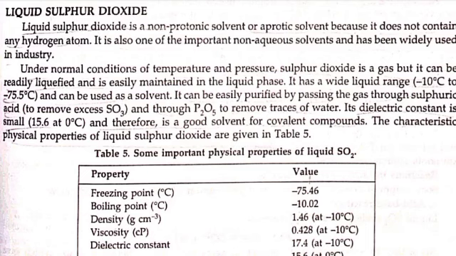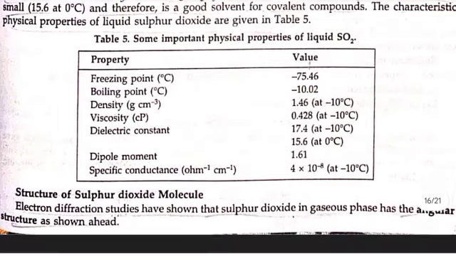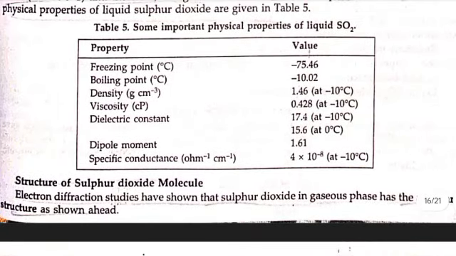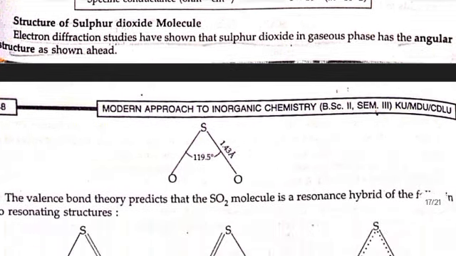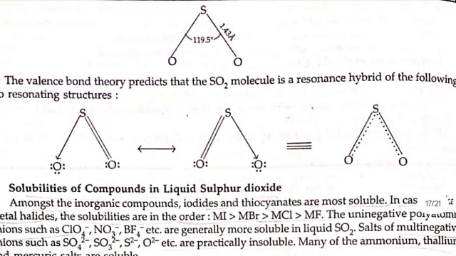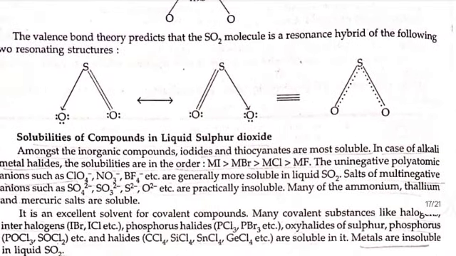It can be easily purified by passing the gas through sulfuric acid and through P2O5 to remove traces of water. Its dielectric constant is small and therefore it is a good solvent for covalent compounds. The characteristic physical properties of liquid sulfur dioxide are given in table 5. Structure of sulfur dioxide molecule. Electron diffraction studies have shown that sulfur dioxide in the gaseous phase has the angular structure as shown ahead. The valence bond theory predicts that the SO2 molecule is a resonance hybrid of the following two resonating structures.